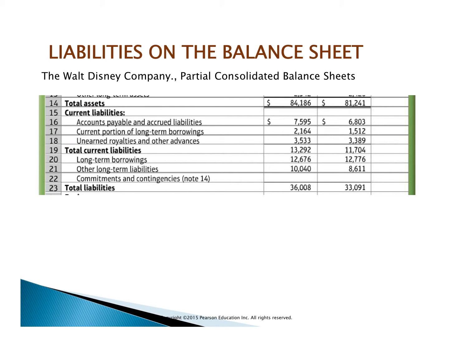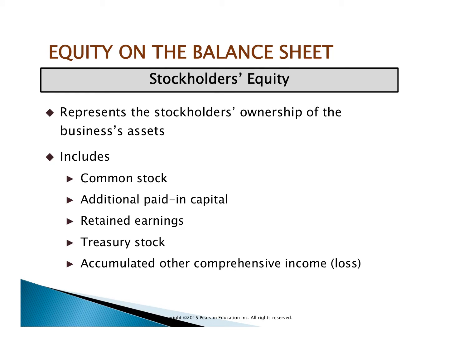Here's the next section of Disney's partial consolidated balance sheets. Here we see their liabilities broken into the two categories, current liabilities and long-term liabilities. The liability section ends with total liabilities. The last section on the corporate balance sheet is stockholders' equity. The assets or resources and the liabilities or debts of a company are fairly easy to understand. Owner's equity is a little harder to pin down. Owner's equity is simple to calculate, but what does it mean?